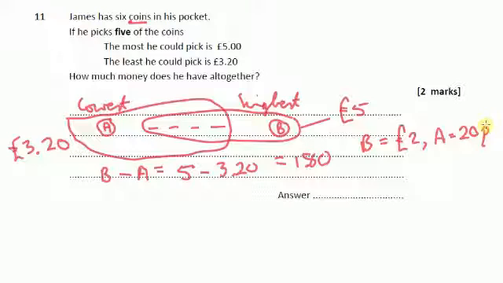But we haven't answered the question yet. We go back to the question, how much money does he have altogether? Alright, so we know there's £5 for the top 5 coins, and that means you have to add on the coin A. So the money that he has is equal to £5 for the top 5 plus the value of A, which we know A now is 20p. So the amount of money he has is £5.20.